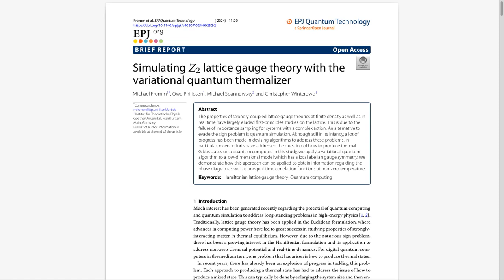What did the VQT uncover about these unequal time correlators? What secrets did it reveal? Well, the researchers specifically focused on a type of correlator called the density-density correlator. Hold that thought, expert. This is the perfect cliffhanger to leave our listeners on. We'll dive into these density-density correlators and uncover those secrets in just a moment. Stay tuned.